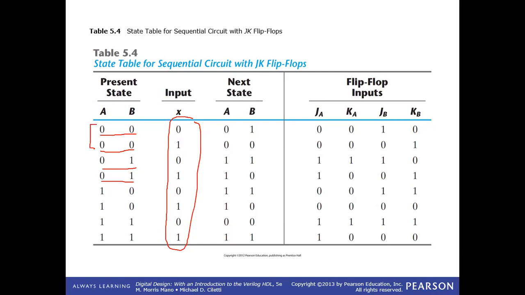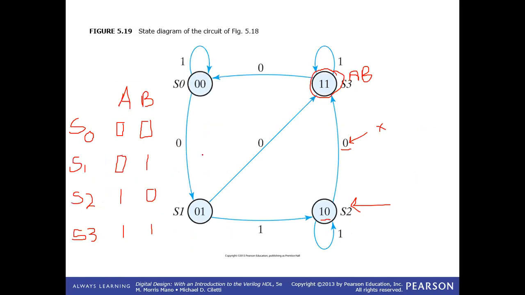This is the state number 0. This is the state number 1. This is the state number 2. And this is the state number 3. And to each of the states, we are applying 0 and 1, and checking what happens to their outputs. Is this okay? So basically we have S0, S1, S2, and S3, and we are checking where they go if we apply a 1 or if we apply a 0.